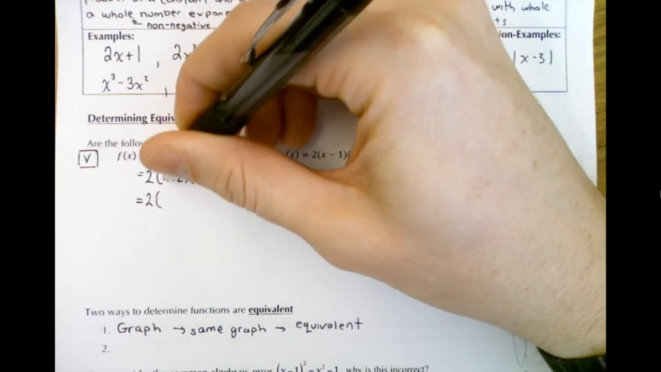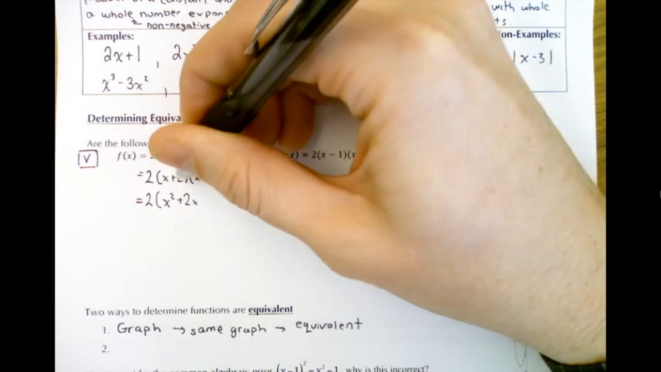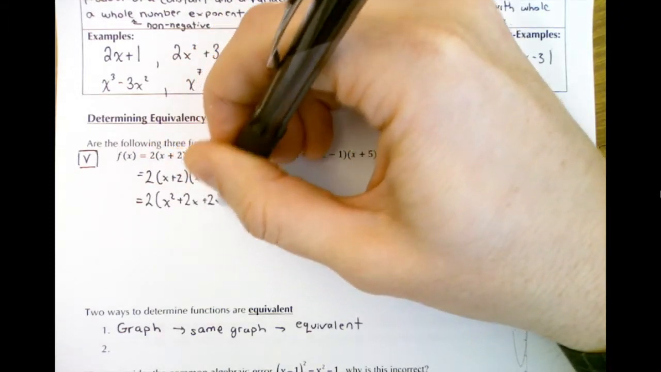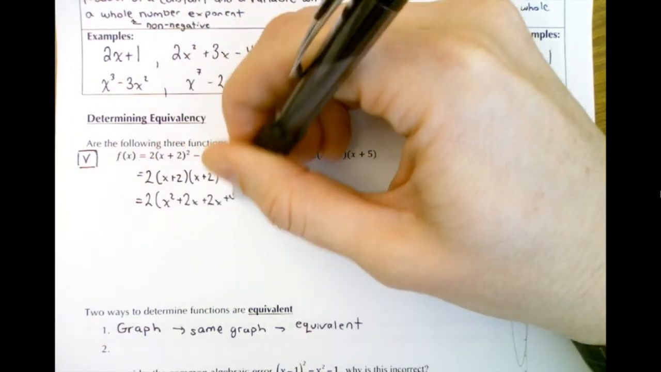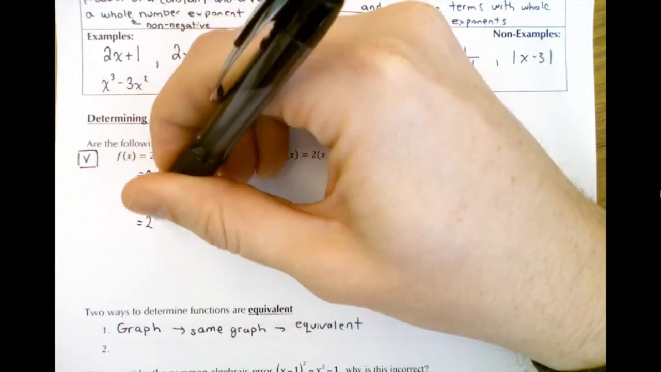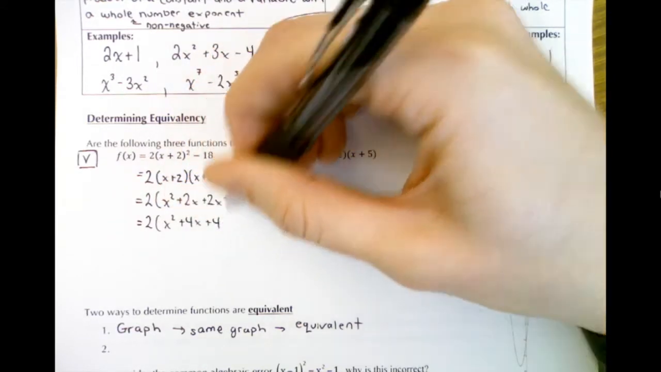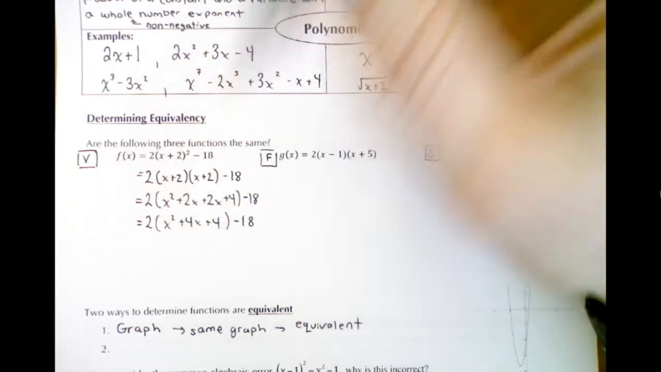And then I'll FOIL. X times x is x squared. X times 2 is 2x. 2 times x is 2x. And 2 times 2 is 4. And then I'm going to collect like terms in my bracket. So I'll get x squared plus 4x plus 4 minus 18.